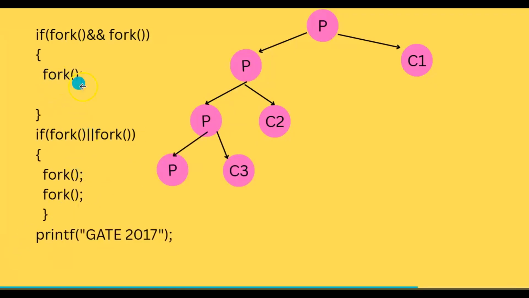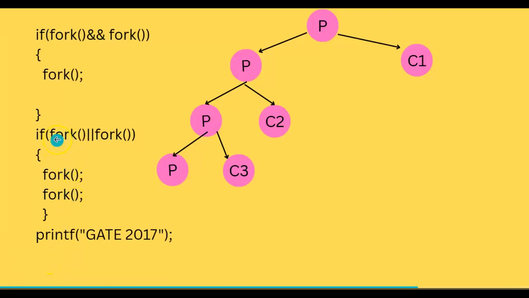Now this fork system call will get executed only when the whole expression returns true or a positive value. So these two fork system calls will return a positive value only for these two parent processes. For other child processes it returns 0. So now this process will create child processes as shown in this tree diagram, P and C3, for this fork system call.